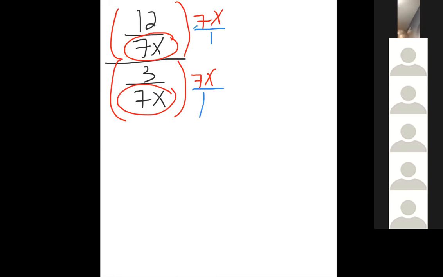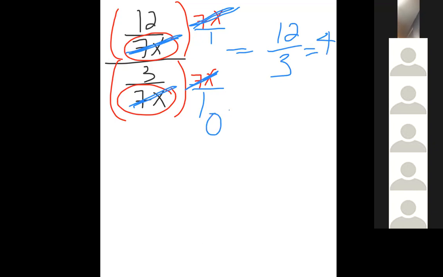So then the 7x cancels out with the 7x in the numerator, leaving you with 12. And in the denominator, the 7x's cancel out, leaving you with 3. So now you're just left with 12 over 3, and 12 over 3 will simplify to positive 4. And there's your answer.